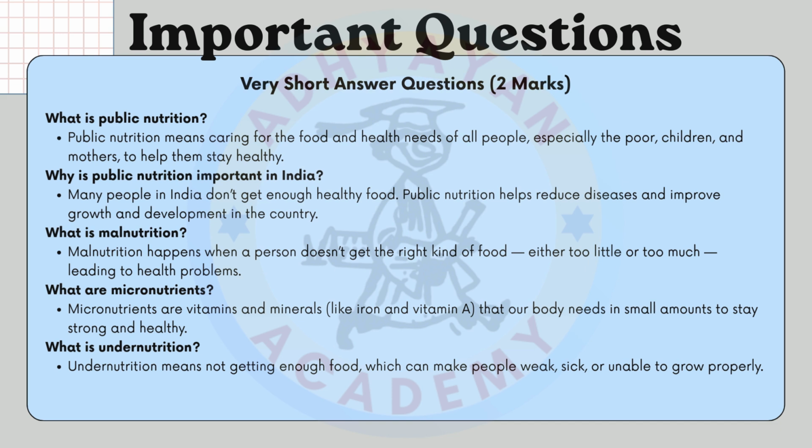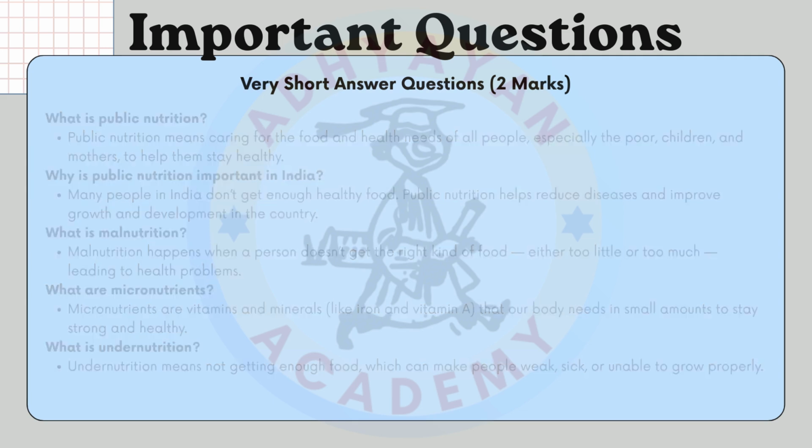What is malnutrition? Malnutrition happens when a person doesn't get the right kind of food, either too little or too much, leading to health problems. What are micronutrients? Micronutrients are vitamins and minerals, like iron and vitamin A, that our body needs in small amounts to stay strong and healthy. What is undernutrition? Undernutrition means not getting enough food, which can make people weak, sick, or unable to grow properly.